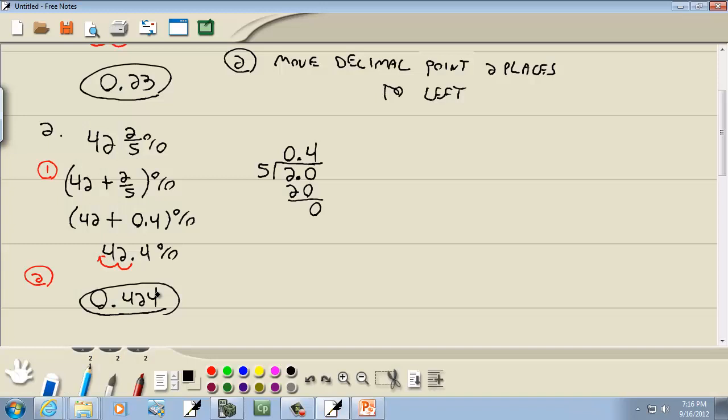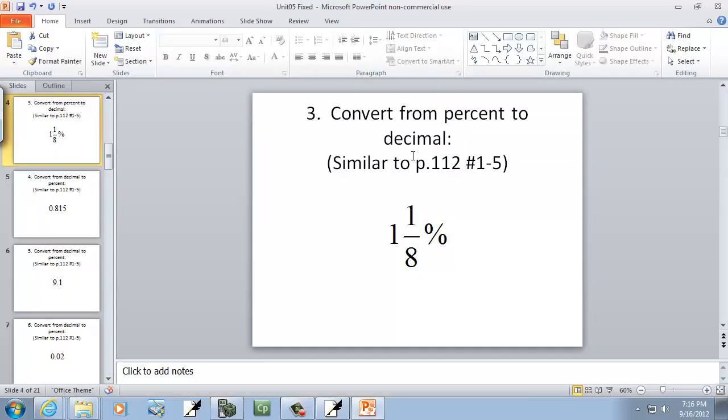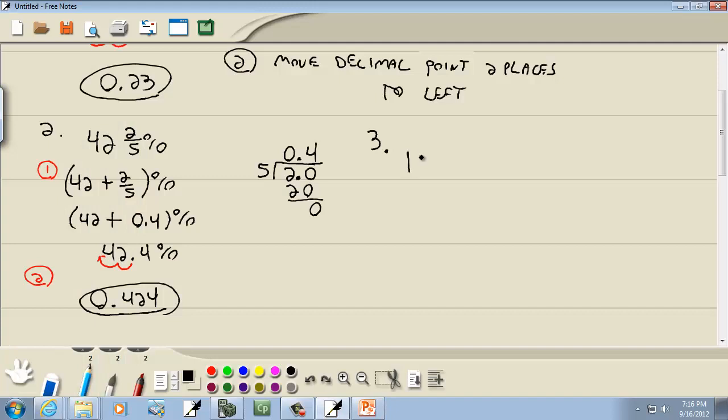Let's look at number 3. We've got 1 and 1/8%. Well, if I come over here and do 1 divided by 8, here's my decimal point, and the answer will be straight above that. 8 doesn't go into 1, so that's 0. So I add another 0 here. 8 does go in 10 one time. 1 times 8 is 8. 10 minus 8 is 2.